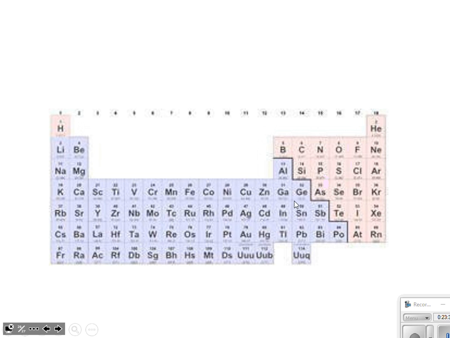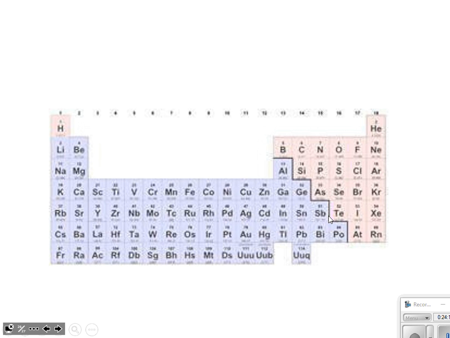If you look down here at tin, tin is just touching right there. Tin is not a metalloid. It is not on the step. Look at antimony, number 51, right here. Is it on the step? Is it touching the steps? Yeah, it's touching right here, and it's touching right here. That is a metalloid.